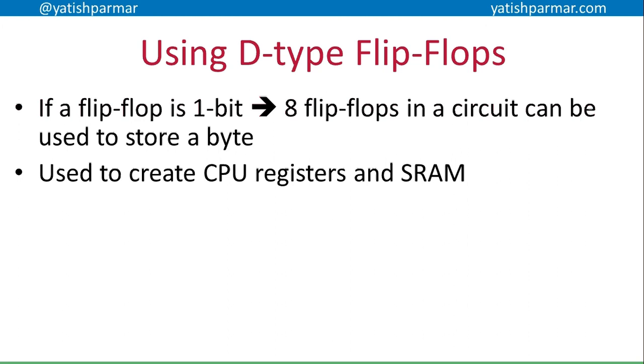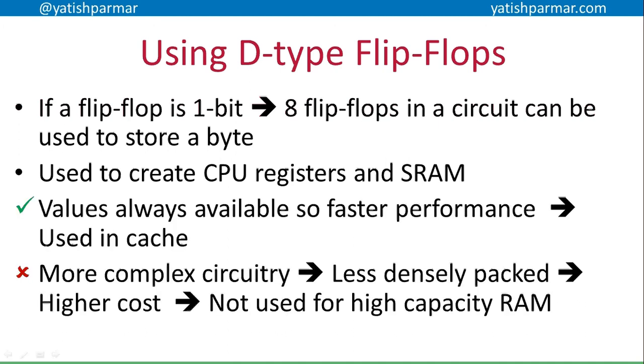So if I've got 8 flip-flops together in a circuit, then I can store a byte. You can imagine 1,000 of those bytes, 8,000 D-type flip-flops, will be a kilobyte, and then 1,024 times 1,024 will give me a megabyte, etc. We use D-type flip-flops to create CPU registers and SRAM. They're not really used to create RAM, because RAM is made of capacitors.